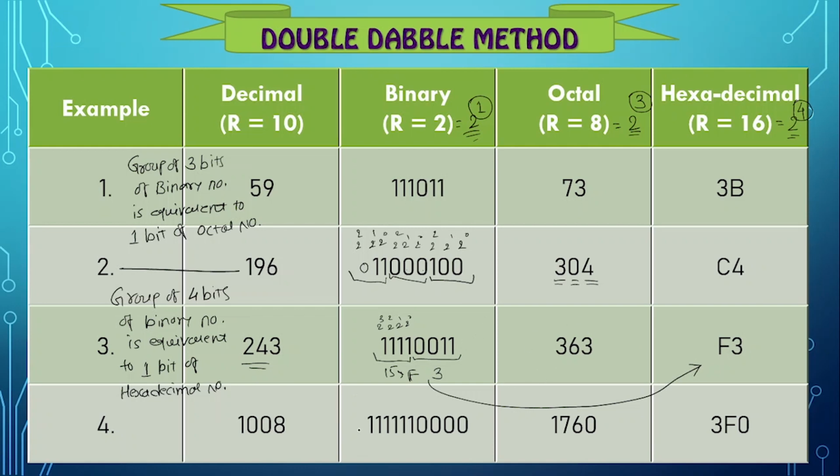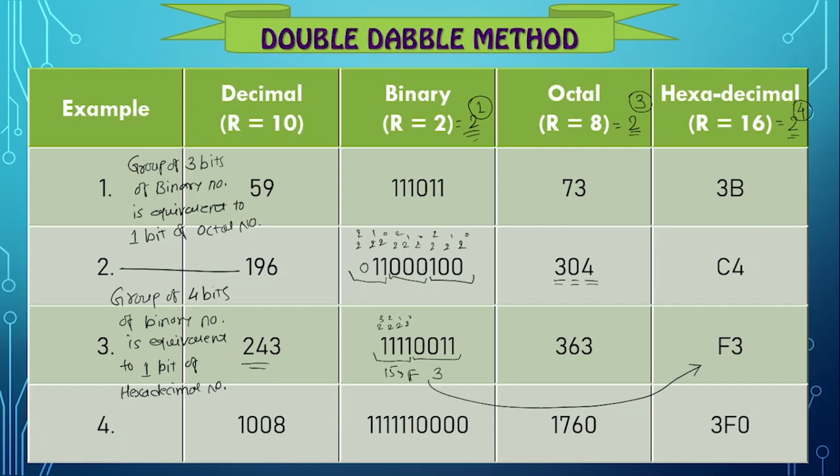Okay, now you just perform the same exercise on this binary number and verify that by taking the group of 3 bits, whether you are getting 1760 or not, and by taking the group of 4 bits, whether you are getting 3F0 or not. I am sure you will have the same answer.